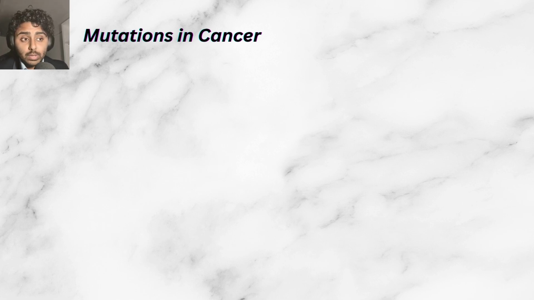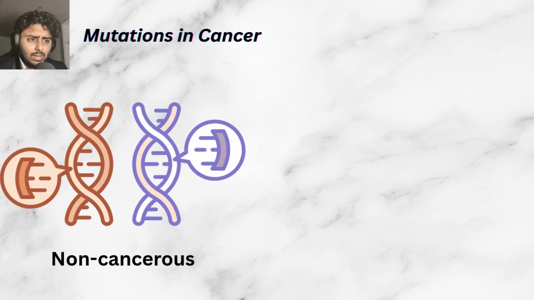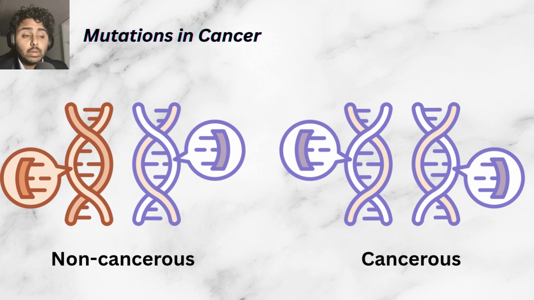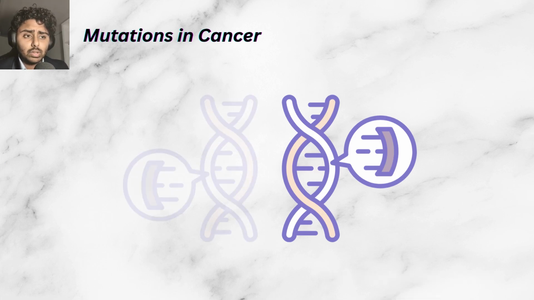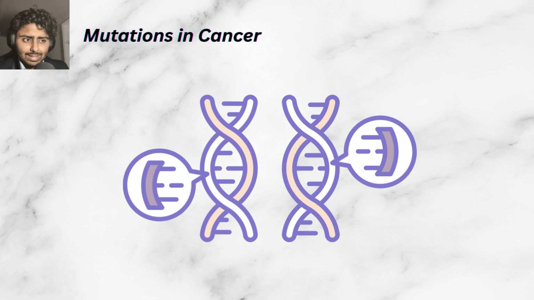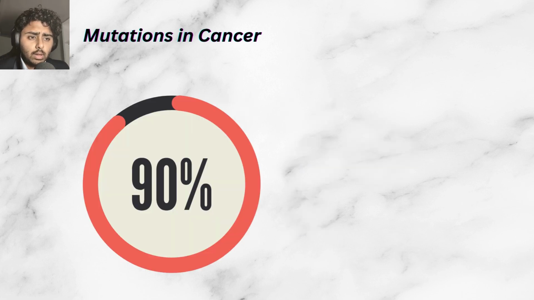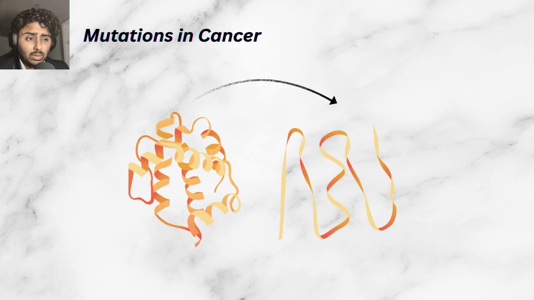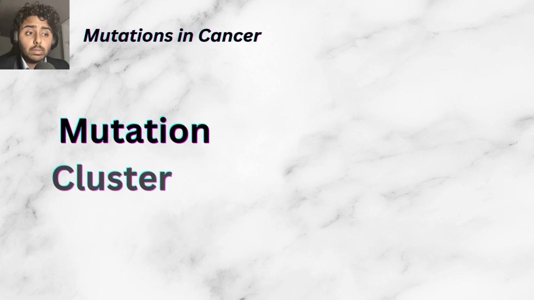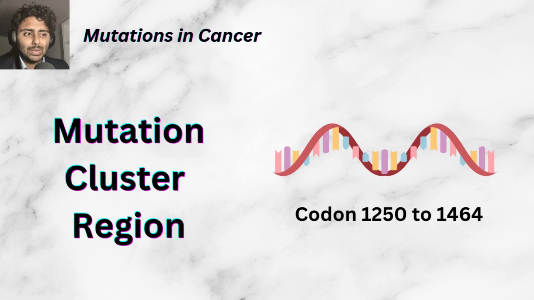Let's look at what happens when APC is mutated. APC needs both copies of the gene to be inactivated for cancer to develop. Individuals with FAP inherit one defective copy, and over time, a second somatic mutation occurs in colon cells. This second hit triggers tumor formation. More than 90% of the disease-causing APC mutations are truncating mutations, either nonsense or frameshift, that result in a shortened, non-functional version of the protein. These mutations often cluster in the mutation cluster region, between codons 1250 and 1464.